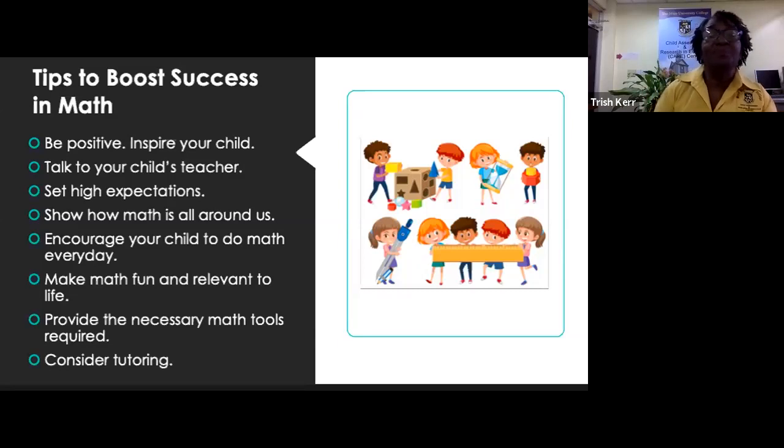And you have gotten some tips. You use materials that are available, right? Encourage your child to do math every day, but make it fun and relevant to life. Provide the necessary math tools required. So you may have to get the ruler, all the other tools that are necessary. You want it for measurement. You get your protractors for getting angles, whatever the tools are.